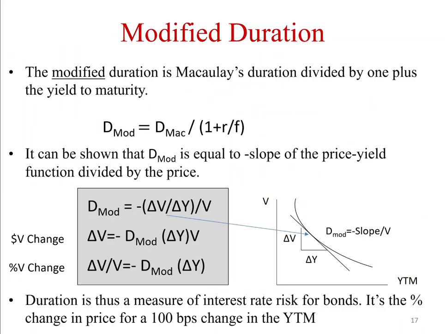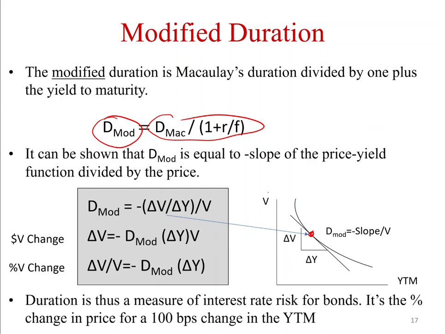So let's talk about and use modified duration a little bit. Modified duration is the Macaulay duration divided by 1 plus r to the frequency. So it's in some sense the present value of the Macaulay duration, where Macaulay duration is the weighted average time to getting your money back. However, it could be shown that this modified duration is also the slope of the price-yield relationship of a bond.